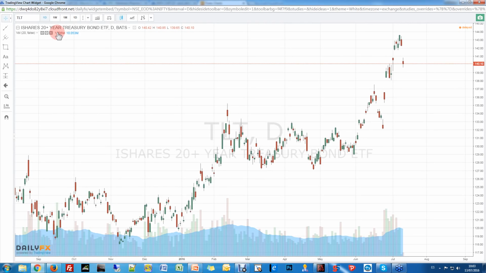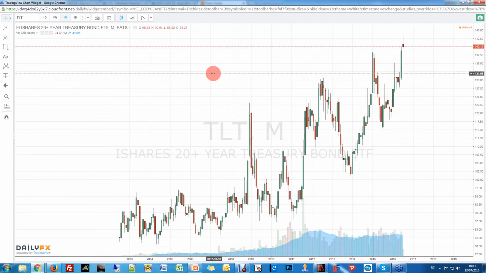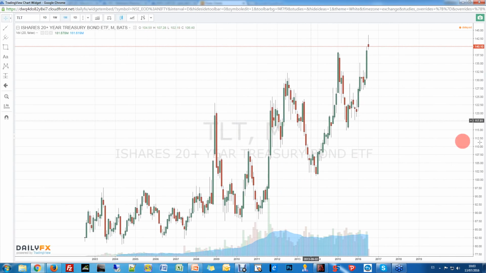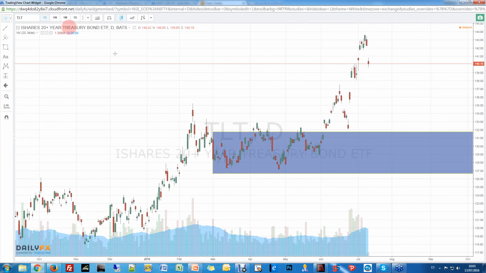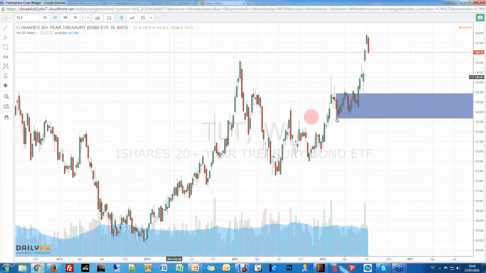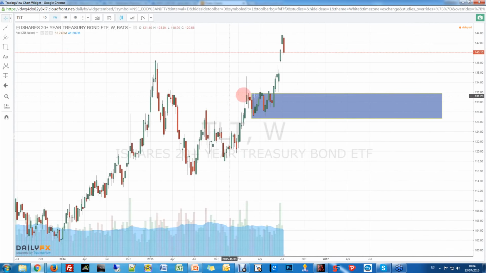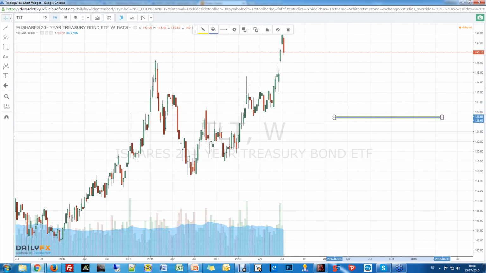TLT. The same analysis will apply. So now on the monthly, this is what we have. Monthly area of demand. Long bias. On the weekly, we've got a weekly area of demand down there. On the daily, very difficult to trade on this one. So I would strictly trade on the weekly, because I look at this price action, not too much liquidity. So any longs should be taken, right?